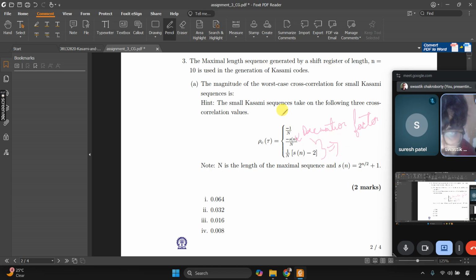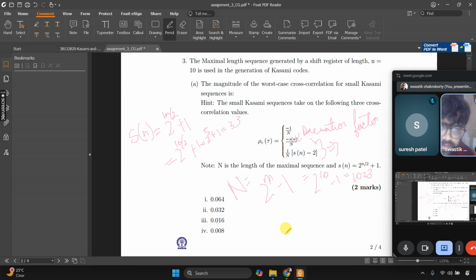So we have to find the decimating factor. The decimating factor is 2 to the power m by 2 plus 1. Here m is given to be 10, so 2 to the power 10 by 2 plus 1, which is 2 to the power 5 plus 1, so 33. The decimating factor is 33. And what is n? n is the length of the maximal length sequence, so 2 to the power m minus 1, which is 2 to the power 10 minus 1, so this is 1023.